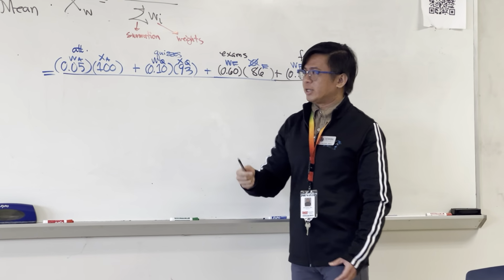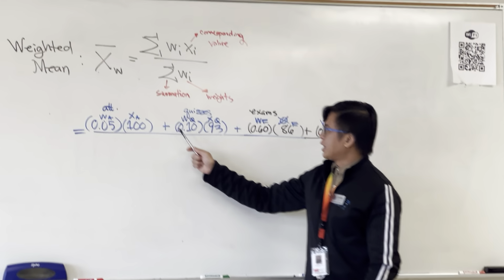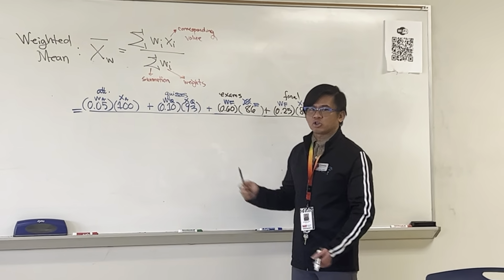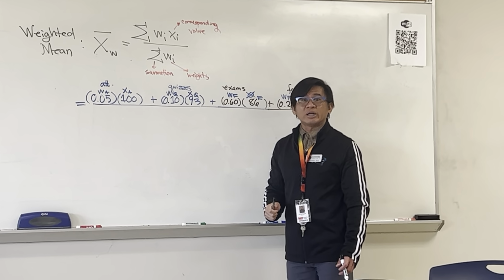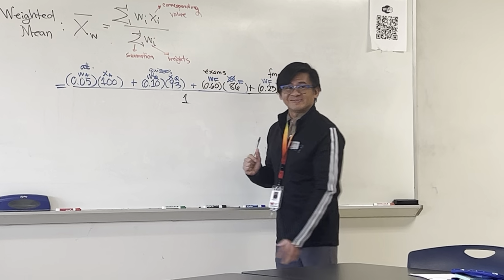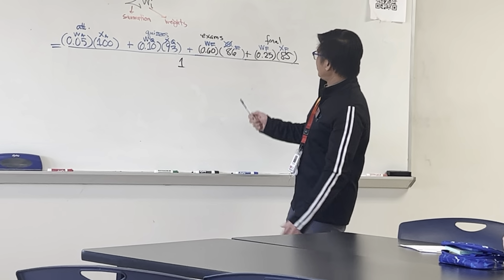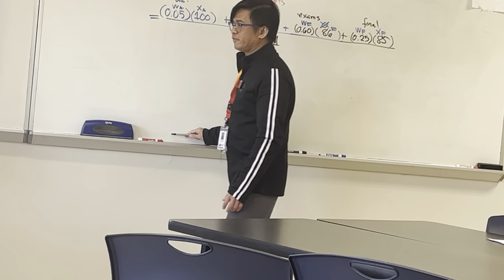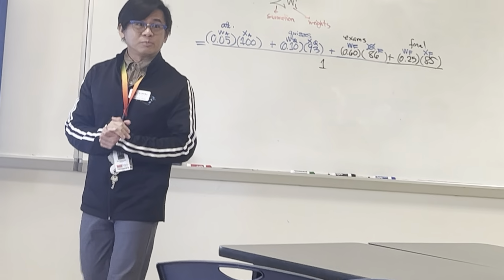All over, what's in here? Summation of all the weights. So if you add 5%, 10%, 60%, 25%, we are assuming it to be how much? 100%, right? Or 1. Okay, and you can verify. 25%, 60%, that's 85%, plus another 15% is 100%.